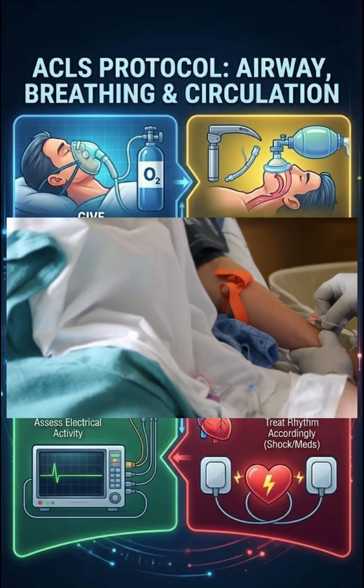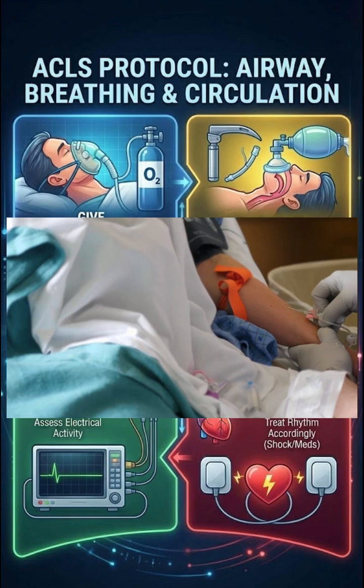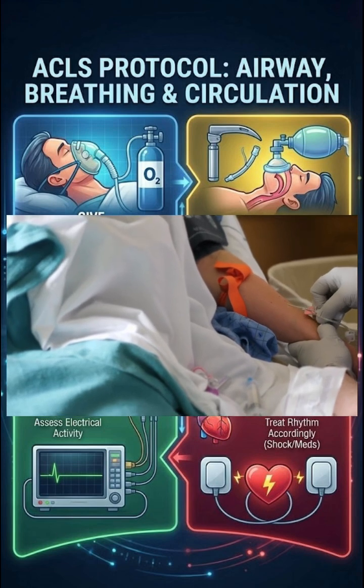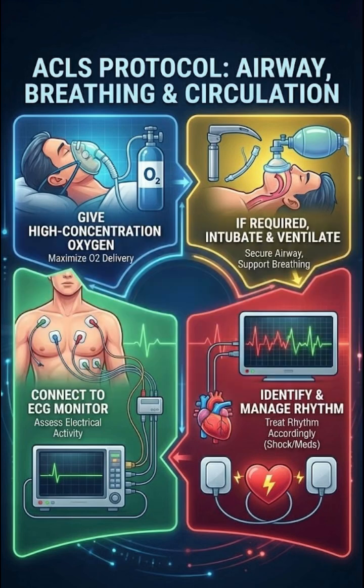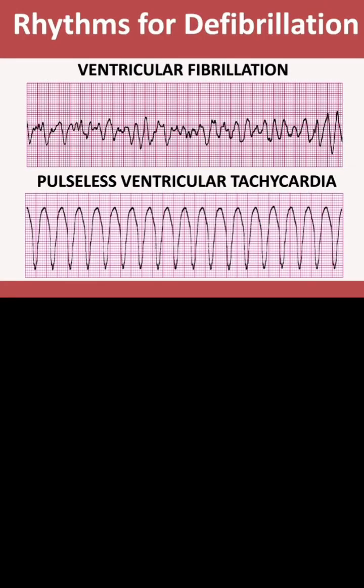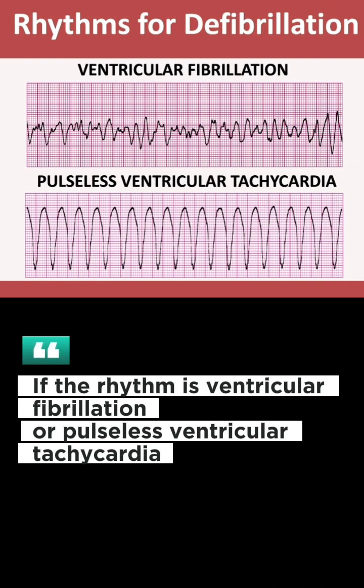So steps in ACLS include: first, we need to insert an IV line and start slow normal saline to keep the vein open, give high concentration oxygen, and if required, intubate the patient and start ventilation according to the saturation of the patient. Connect the patient to an ECG monitor, and identify and manage the rhythm shown on the monitor. The monitor may show pulseless ventricular tachycardia or ventricular fibrillation, bradyarrhythmias or asystole, or pulseless electrical activity, PEA.